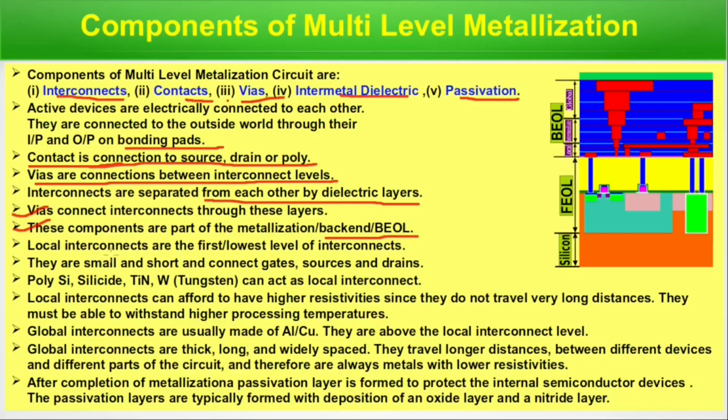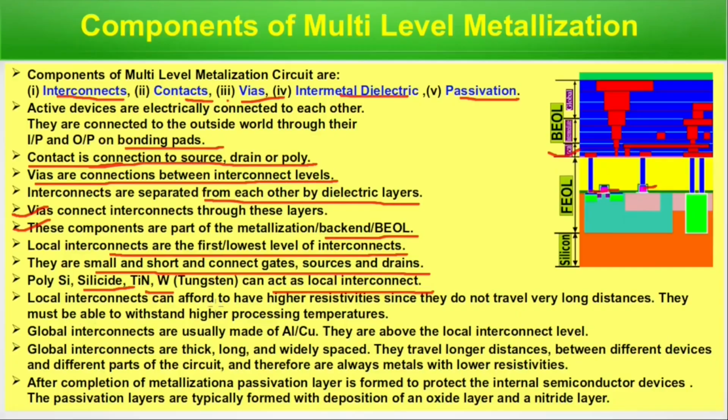Backend of line. Now, local interconnects are the first, lowest level of interconnects. They are small and short and connect gates, sources and drains. Polysilicon, silicide, titanium nitride, and tungsten can act as local interconnect. Local interconnects are short in length, the first or lowest level of interconnect. This is the first level. These are active contacts and here is the first level of interconnect.